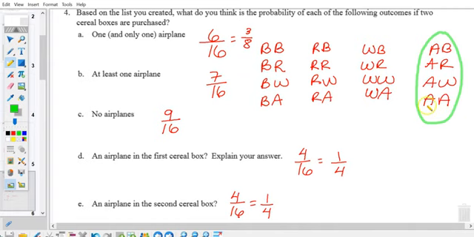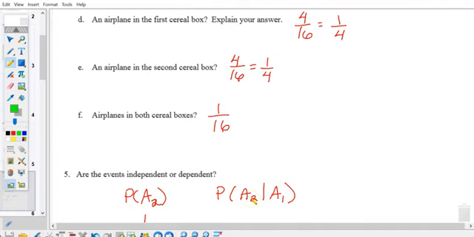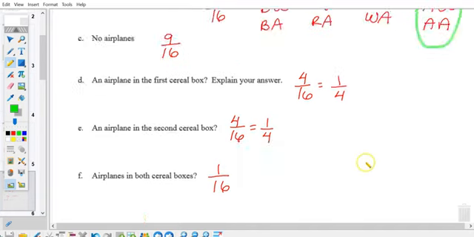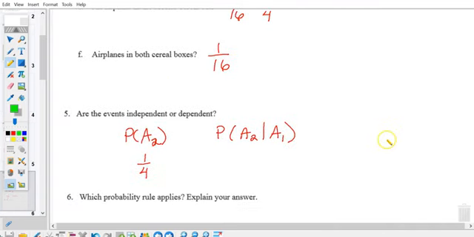And the airplane in the first, airplane in the second box, given that it was in the first, so that's just this last, that's 1 out of those 4. These are now equal. These are equal probabilities, so they are independent events.